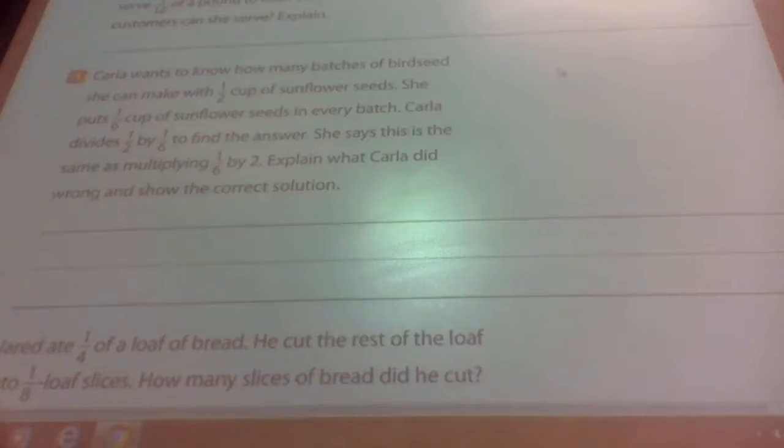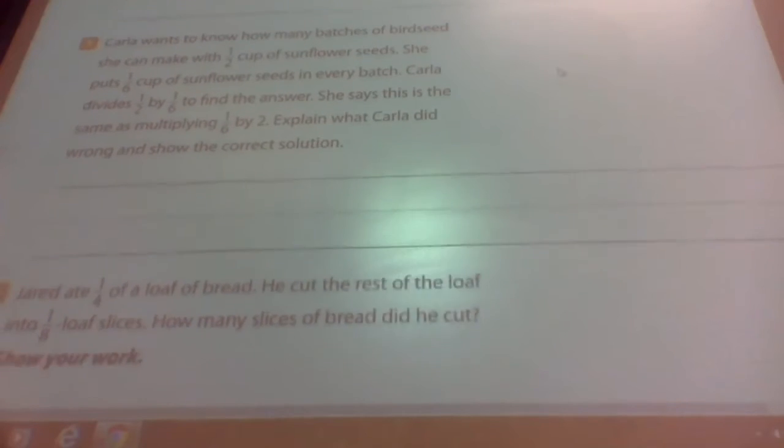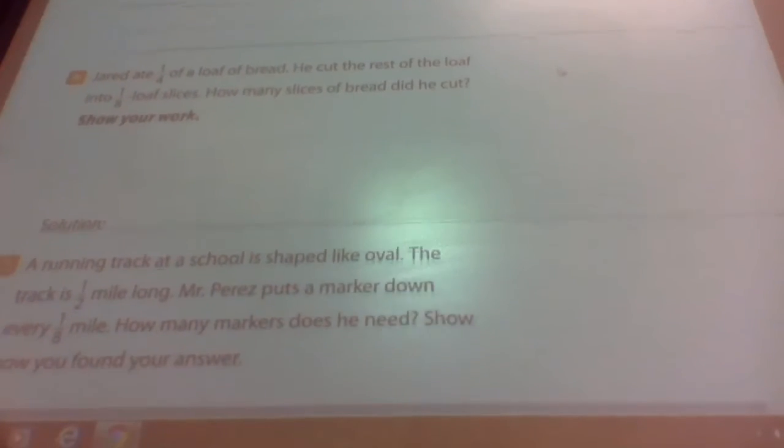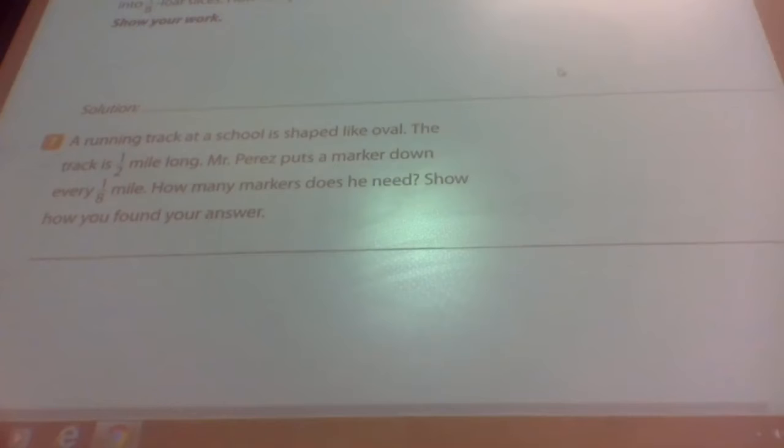Okay. All right. Number 6 is group 3. All right. So I want you to tell me what you did on number 6. Okay. It says Jared ate 1/4 of a loaf of bread. He cut the rest of the loaf into 1/8 loaf slices. How many slices of bread did he cut? All right. So what are y'all gonna do?